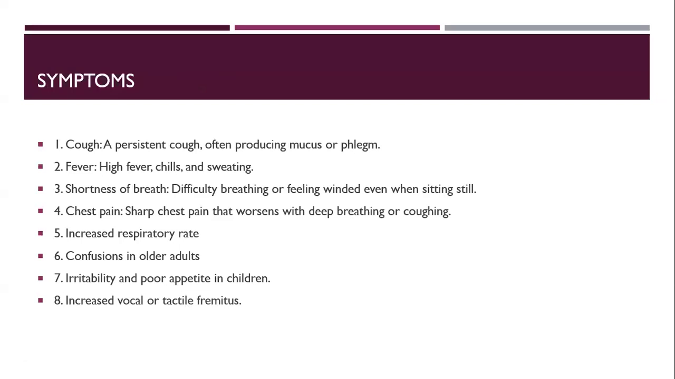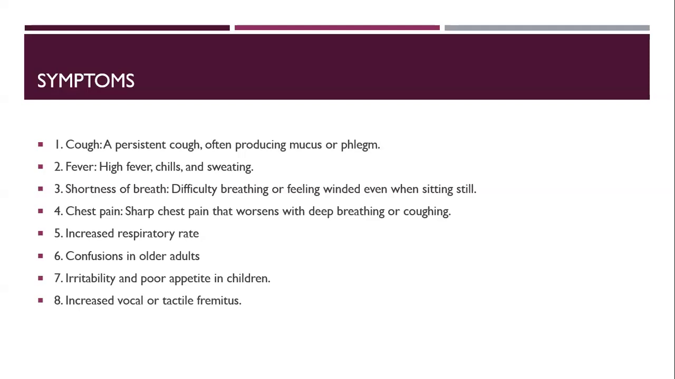All right. So the symptoms of pneumonia. One, coughing. A persistent cough often producing mucus and phlegm. Why do we have coughing in pneumonia? Someone should help me. Let me try. I think because there's a foreign substance in the respiratory tract, the body is trying to help itself by bringing it out through a cough. Okay, compensating, right? So that is it.